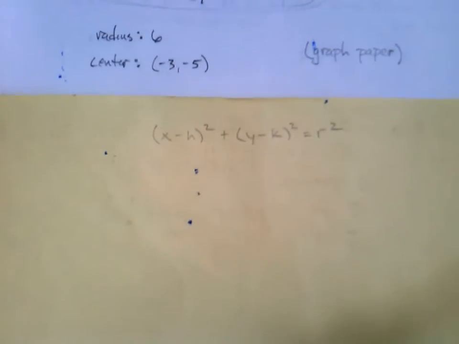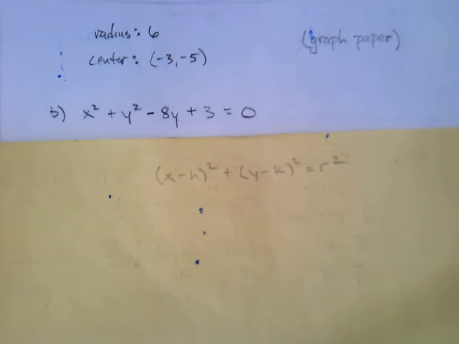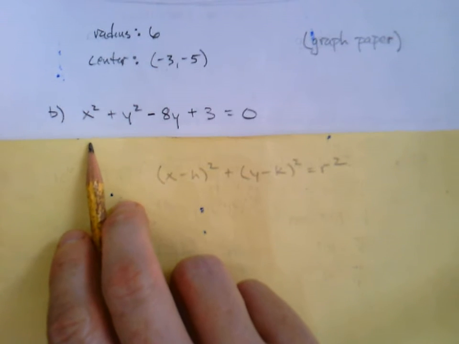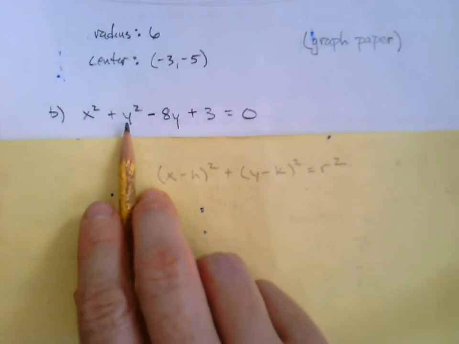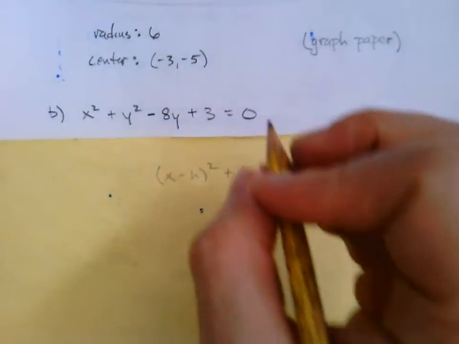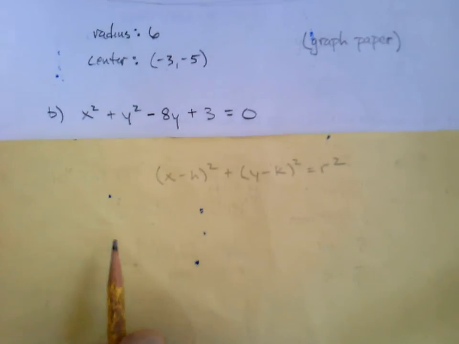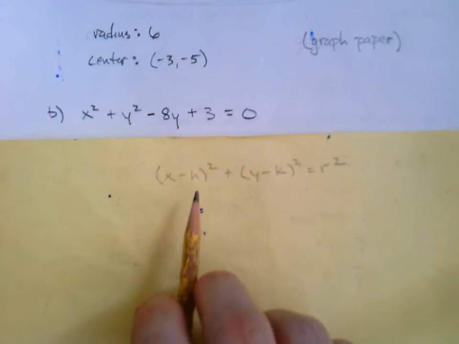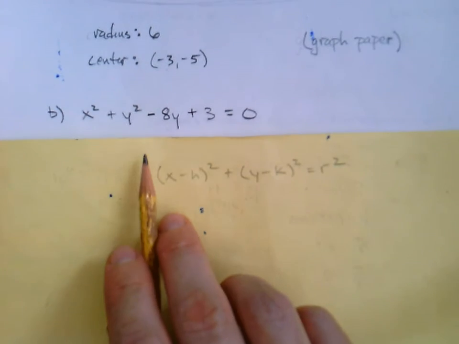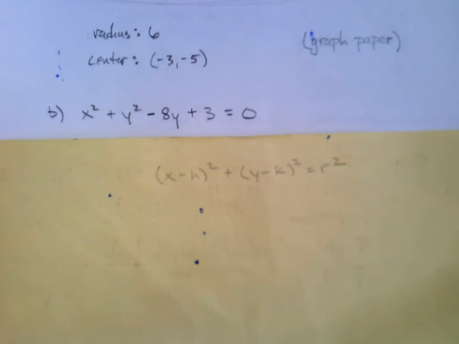All right, that was part A. Let's try this again. I think these problems are challenging enough. It deserves a second look. Let's check out this one. X squared plus y squared minus 8y plus 3 equals 0. So think of that like that's the simplified form. If we were to multiply all this out and subtract that number over, we want to get it back into its standard form.